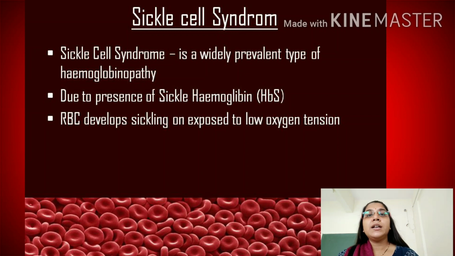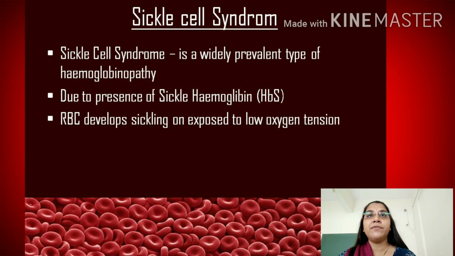Here in sickle cell syndrome, there is the presence of sickled hemoglobin, meaning the hemoglobin structure is getting a sickle shape. Due to that, the RBC also takes a shape like a sickle, like a half moon shape. This sickling, meaning the development of sickle-shaped RBCs, is called sickling. This sickling in RBCs is seen on exposure to low oxygen levels.